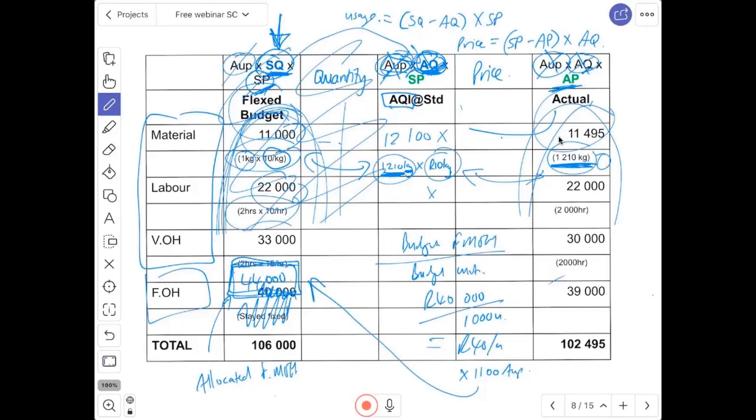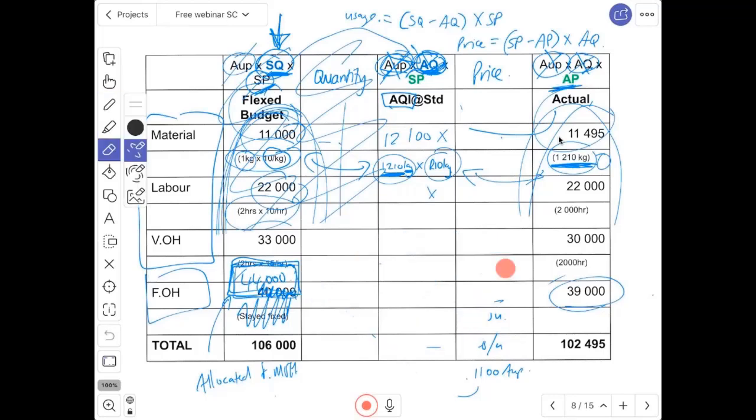So we've got budgeted, that's the 40,000. We've got the actual, that's the 39. And then we've got this 44, which is the allocated fixed manufacturing overheads. So in this flexed column, we've put the allocated. And now, how do we calculate the volume variance and the spending variance?